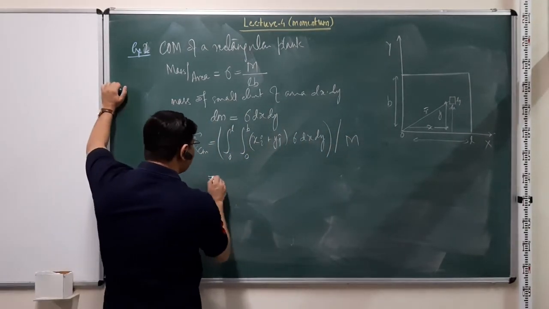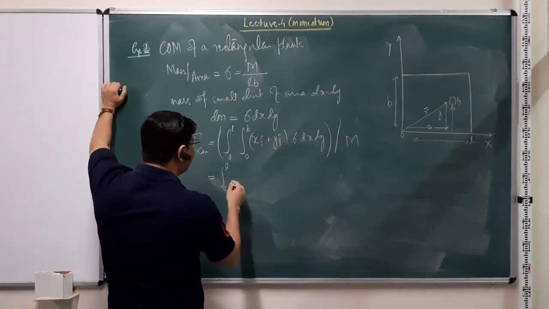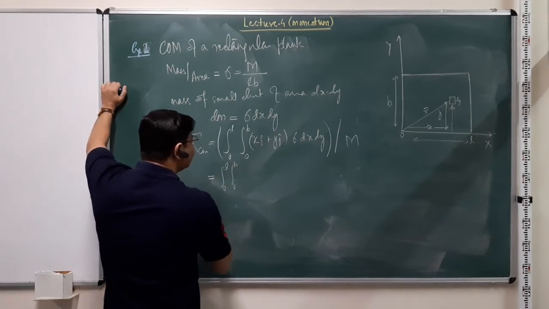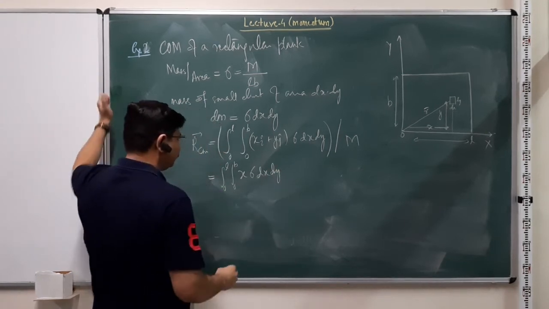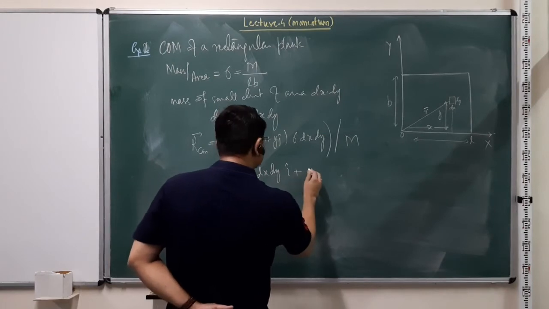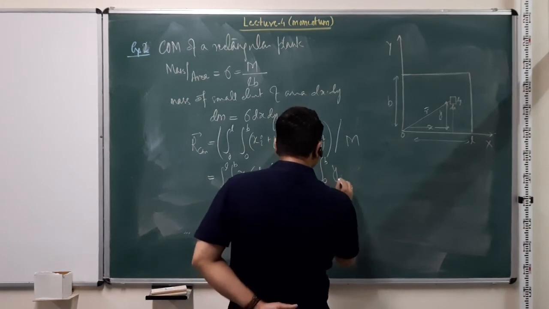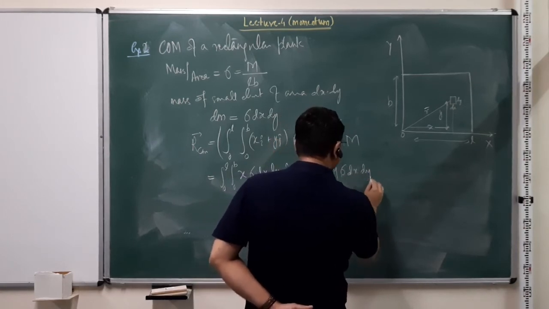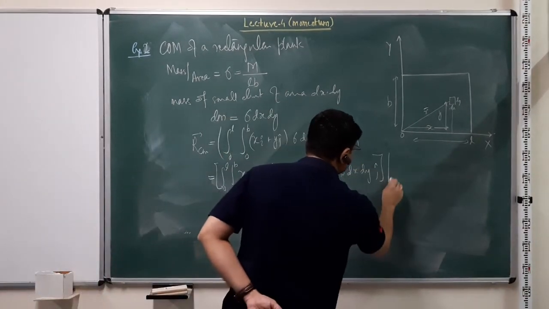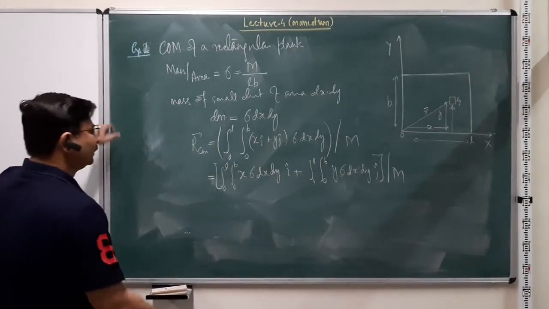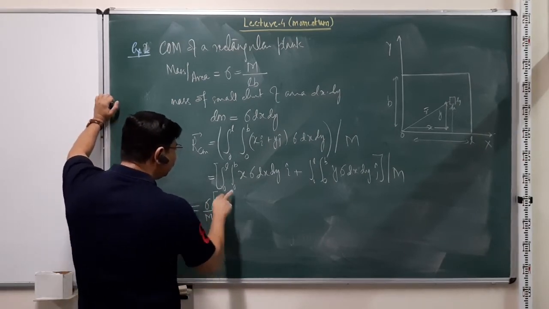So divided by m. Now this can be written as: we'll just break the components separately. The integral 0 to L, 0 to B, x sigma dx dy i cap, plus the same 0 to L, 0 to B, y sigma dx dy j cap. And of course this entire thing is divided by m. Sigma can be taken out, so this simply becomes sigma over m. And now we can do the integration.